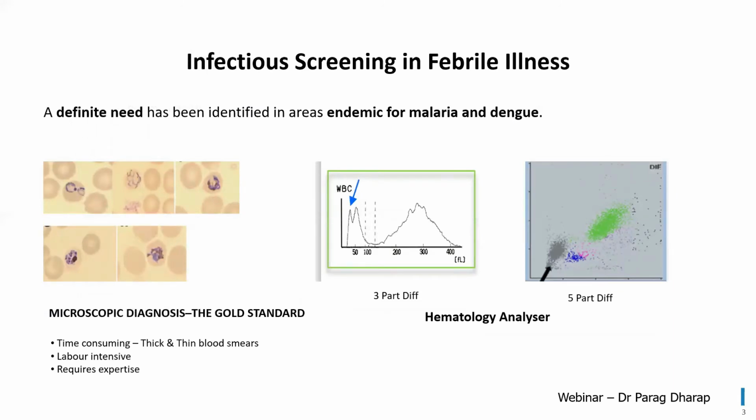Mosquitoes, although from different species, are common vectors for spread of malaria and dengue. Therefore, both infections are frequently coexistent in endemic regions. For malaria, microscopic diagnosis of malarial parasite in blood is still being considered reference methodology and a gold standard. But again, it is very time consuming as one has to observe thick and thin blood smears. It is labor intensive, and yes, it definitely requires expertise to observe malarial parasite.